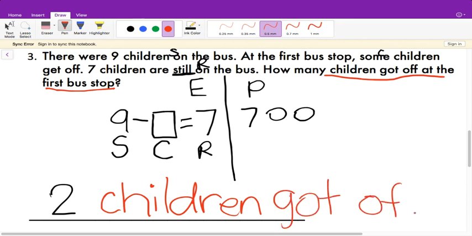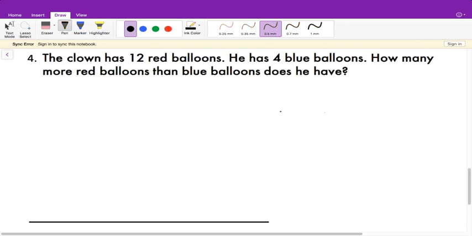Okay, you're doing great. We're moving on to the fourth and final problem. Okay, now let's read problem number 4. Read it with me. The clown has 12 red balloons. He has 4 blue balloons. How many more red balloons than blue balloons does he have?